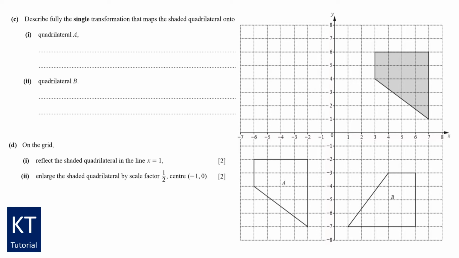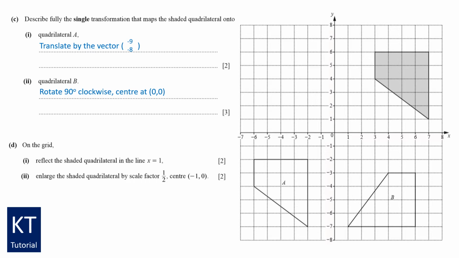2C. Describe fully the single transformation that maps the shaded quadrilateral onto the quadrilateral A. It is a translation by the vector (-9, -8). Next, do this for quadrilateral B. It is a 90-degree clockwise rotation with its center at (0, 0).